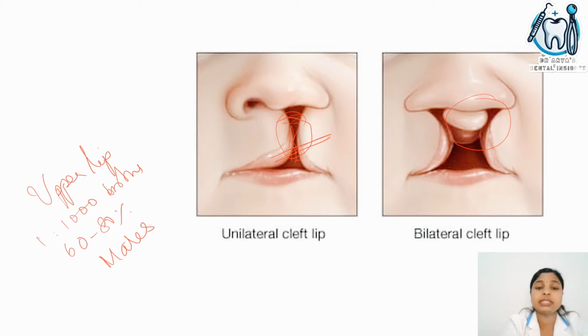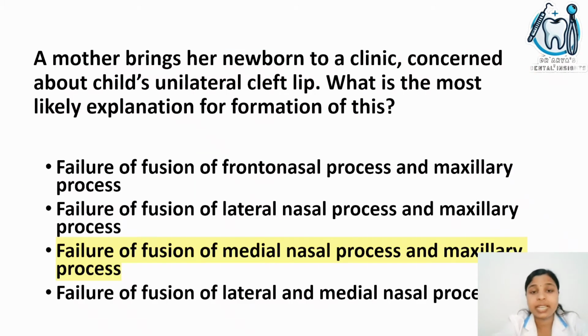So this is the unilateral cleft lip and this is the bilateral cleft lip. So what is the answer? Unilateral cleft lip occurs due to the failure of fusion of the medial nasal process and the maxillary process.